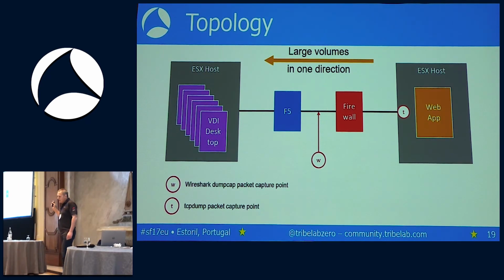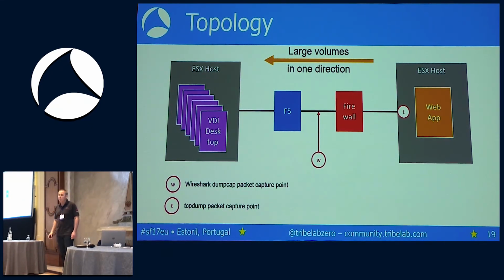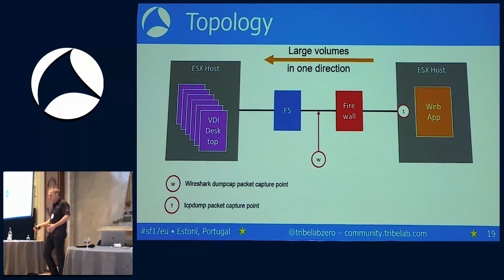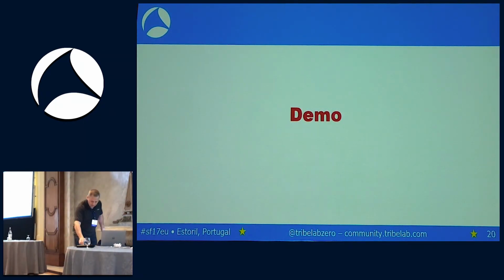So we have traces captured on the ESX host, and we have a trace captured just in front of the F5 firewall. So basically, we're looking each side of the firewall, next to the F5 load balancer. That's what we're doing here. So let's have a look at that one.